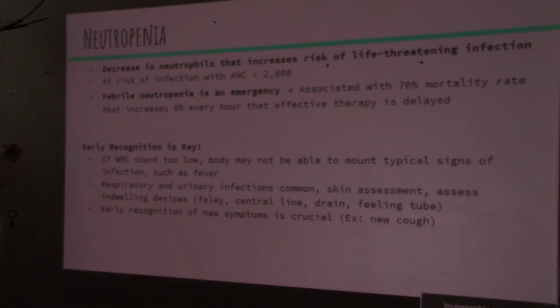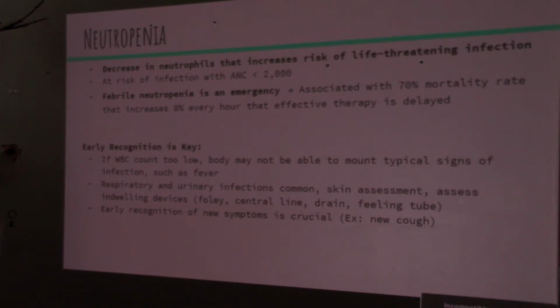So if their white count is low, they're not going to be able to fight off these infections. So you want to be assessing them constantly for any respiratory or urinary symptoms. We want to be checking their skin, and if they have any indwelling devices, that's a huge risk for developing infections. So these are all things we want to be mindful of, and we want to be escalating those so we can help prevent morbidity and mortality.